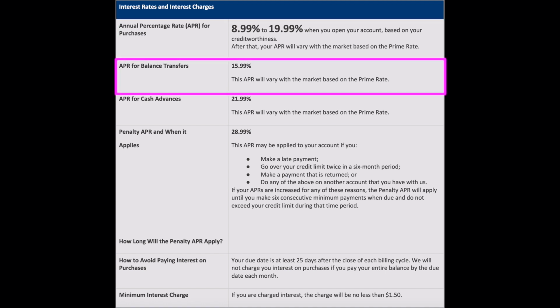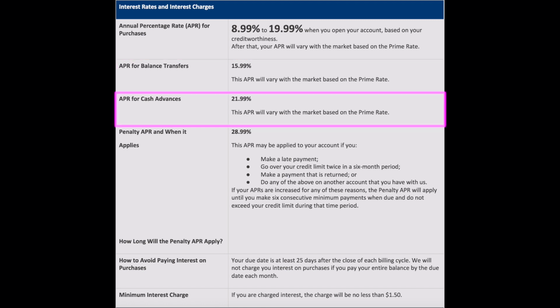Next is APR for balance transfers. This is the amount of interest you will be charged when you transfer the balance of one credit card to this credit card. It is usually about 15%. Here you see APR for cash advances. This is the amount of interest you will be charged when you take cash from your credit card. It is usually about 22%.